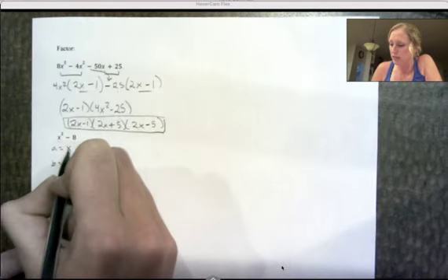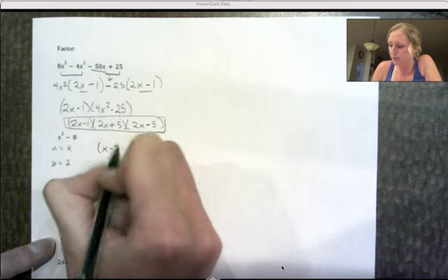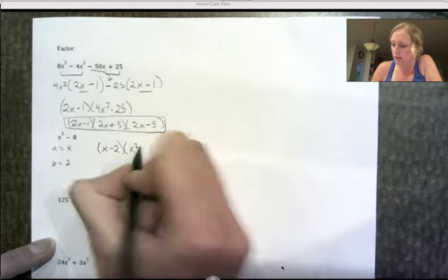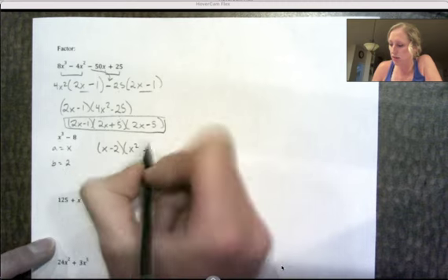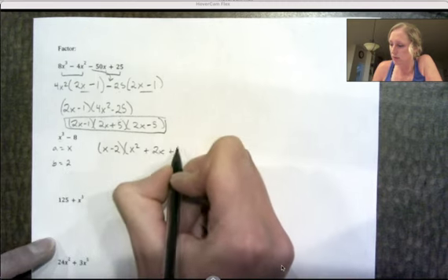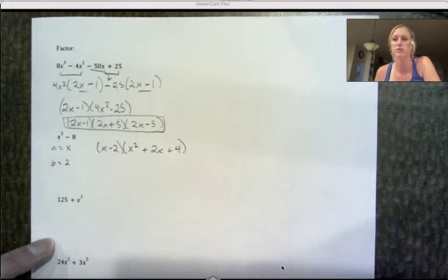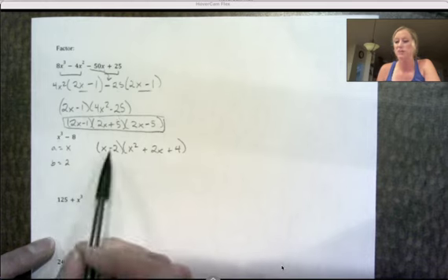It's a minus b, so x minus 2, times a squared plus ab plus b squared, and then that's factored. So it's just using the formula for difference of cubes and being able to pick out what are a and b.